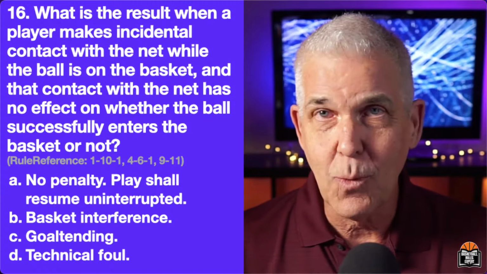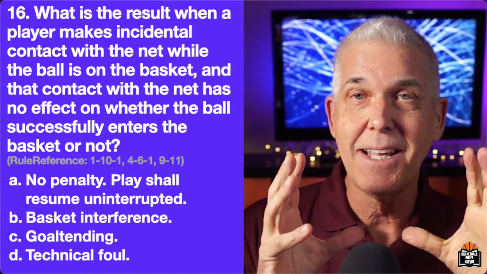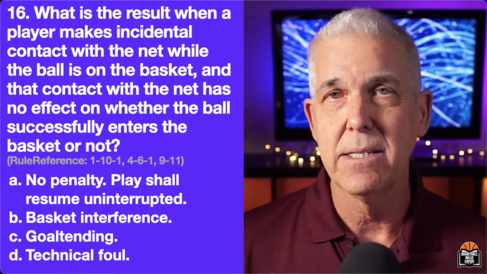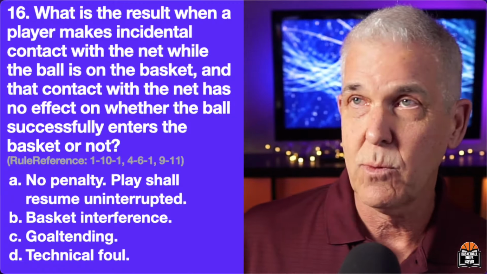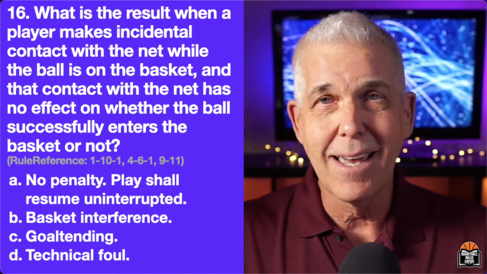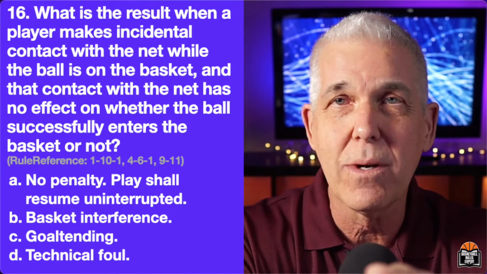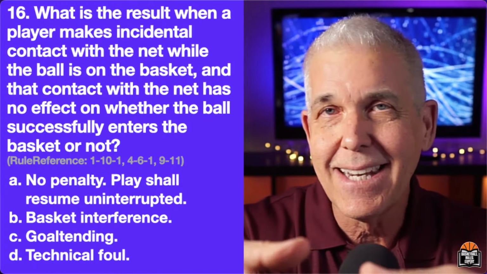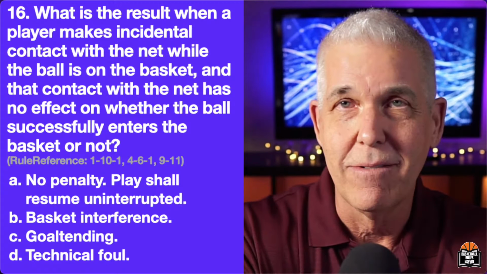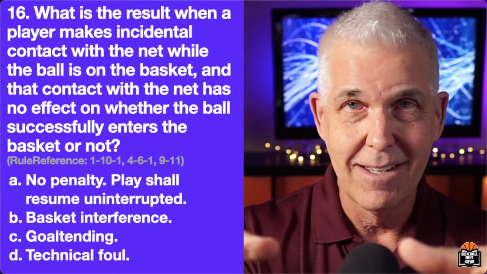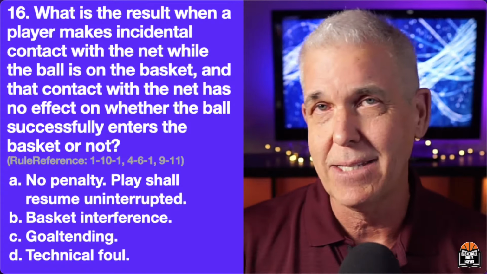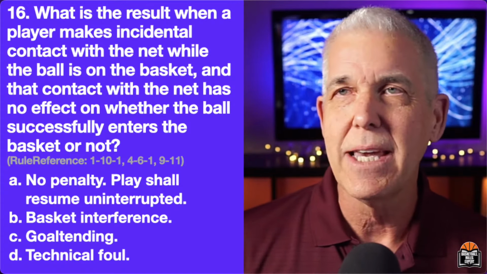I think we just had a question where we had defined that contacting the basket while the ball is on or in the basket is basket interference. So what is the result when the player makes incidental contact with the net while the ball is on the basket? Well, this is an excellently worded question? By saying incidental contact, right? I don't think that's the correct use of words here, right? Incidental contact is defined in the rules book, and it doesn't refer to contacting a basketball. So a little confusing here with the language.